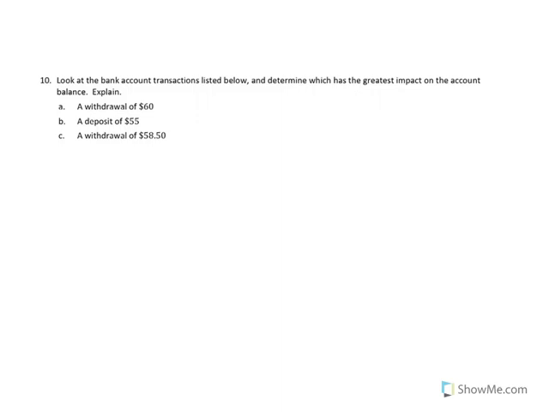Number 10 says, look at the bank account transaction listed below and determine which has the greatest impact on the account. See the use of the word? We've used a bunch of different words to show you when you would use absolute value. The greatest impact means absolute value. So, you either have a withdrawal of $60, a deposit of $55, or a withdrawal of $58.50. Well, let's do the absolute value for each one to see which one has the greatest impact on the account.